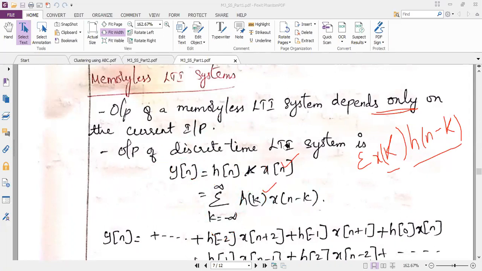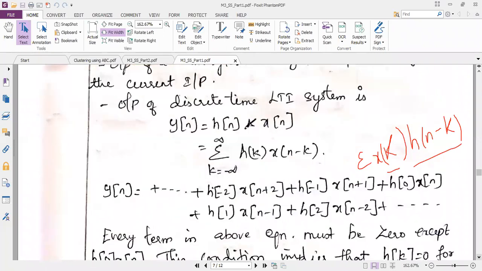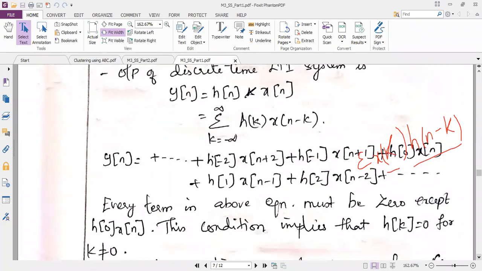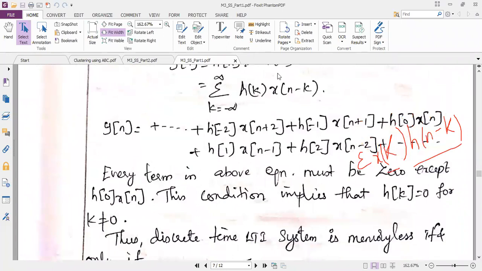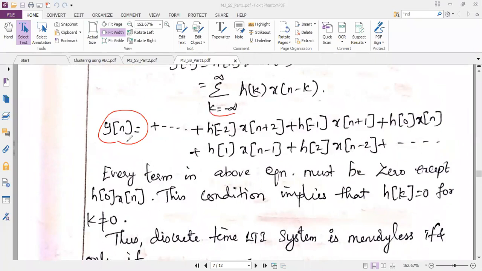Any signal we can keep constant, any signal we can shift. For my convenience, I am keeping h of k constant because h of k is the main parameter throughout the properties. So we do not disturb h of k. Only x of n we will take as x of n minus k when we expand the formula. Now the next thing is I want to expand the summation. The left hand side, I know, is y of n.